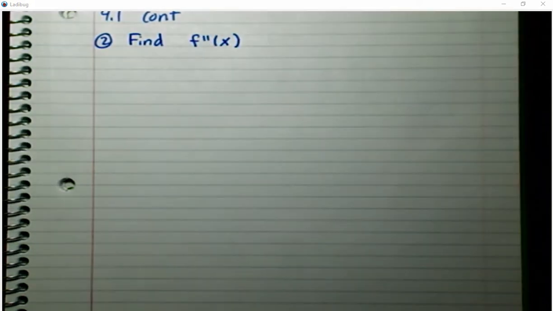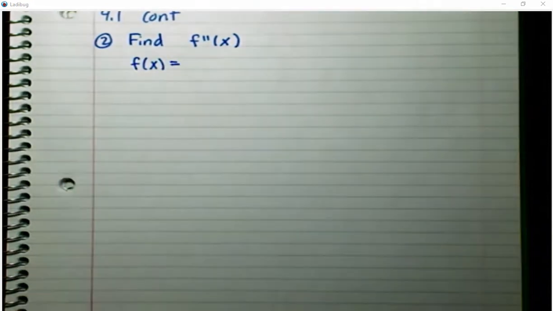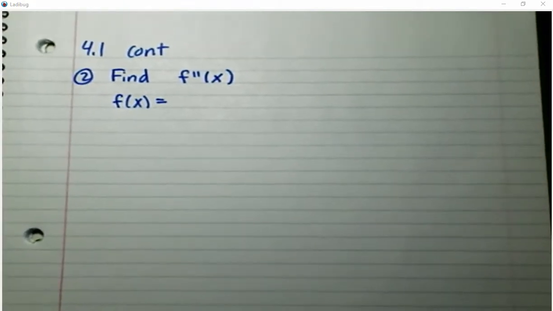4.1, continued. We'll start with the higher derivative question, because that's sort of where we left off. Number 2: find f double prime of x. And I'm going to say that f of x equals, and I'll mix it up with the different types of exponents that we get.